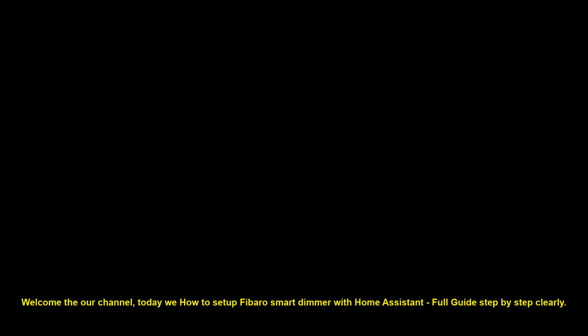To set up the Fibaro Smart Dimmer with Home Assistant, start by ensuring that you have all the necessary components. You will need a Fibaro Smart Dimmer, a compatible light fixture, and your Home Assistant setup. First, power off your existing light fixture to ensure safety during installation.